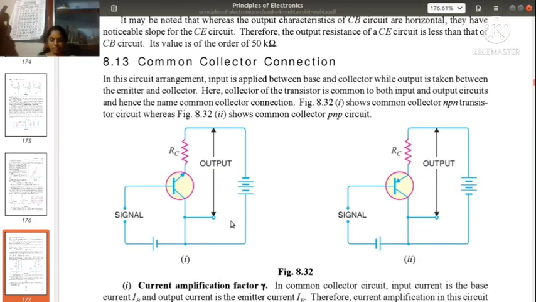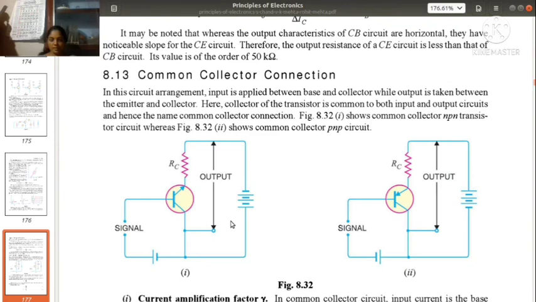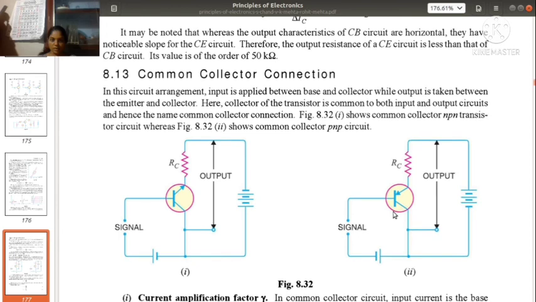Now you can see the common collector connection. We have seen the common base and common emitter connections. The common collector connection is like this, in which the collector is common to both base and emitter. Here the arrowhead region is the emitter, the middle terminal is the base, and this is the collector. So in this configuration, the collector is made common to both base and emitter. This is an NPN transistor, and similarly there is the PNP configuration. So this is the common collector configuration.